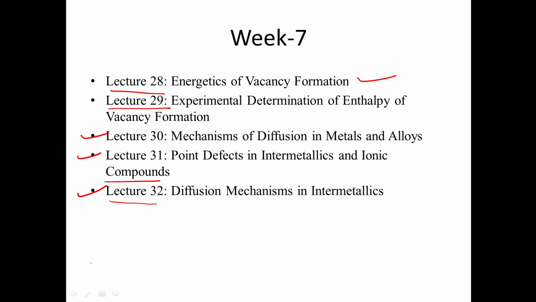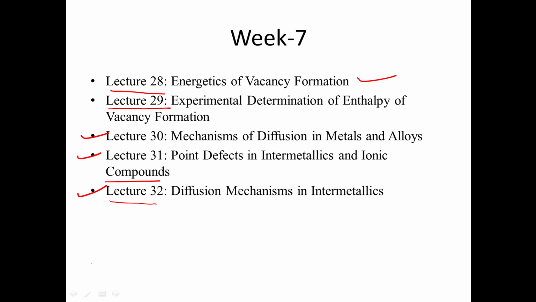And for the mechanism of diffusion in metals and alloys, there are different mechanisms, for example the vacancy mechanism or substitution mechanism, which are explained in lecture 30. Whereas in lecture 31, point defects in intermetallics and ionic compounds, antisite defects, Frenkel defect, Schottky defect. A brief introduction of these defects is explained in lecture 31.